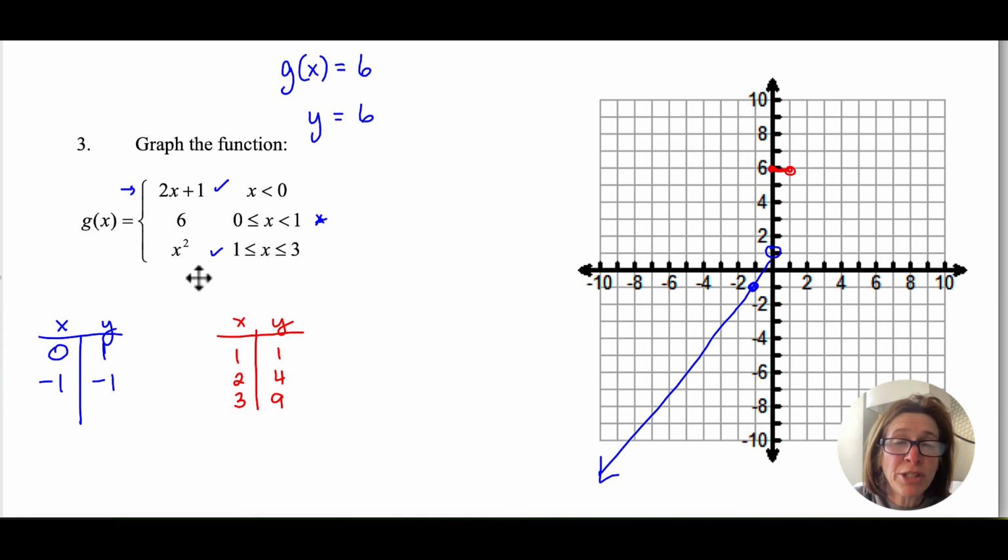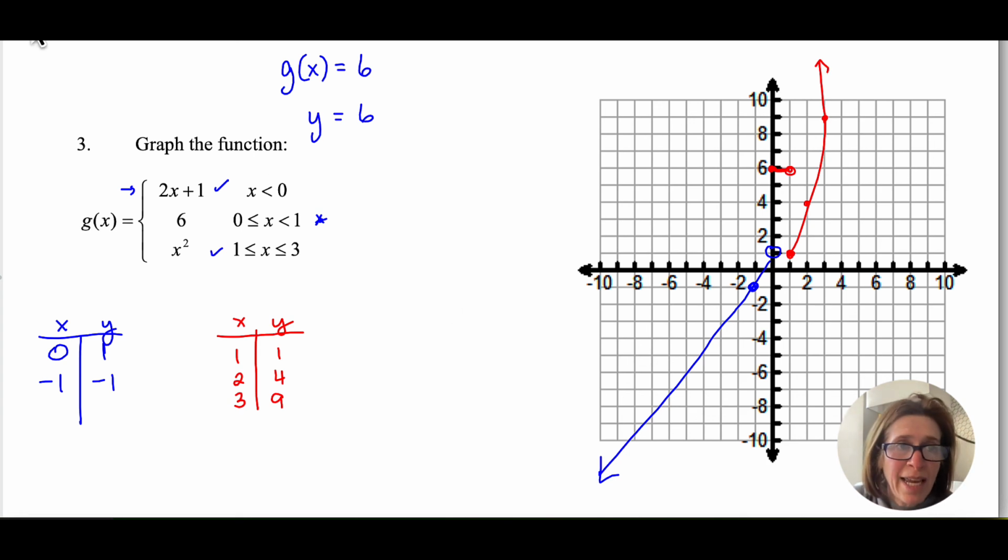All right, so it's important to know this graph, its vertex is at 0, 0. So you're going to be only looking at a weird part of the graph. Okay, so 1, 1, I'm going to have a closed circle. 2, 4, closed circle. 3, 9 up here. So it looks kind of like this, and we have to know it's a curve going up like that.